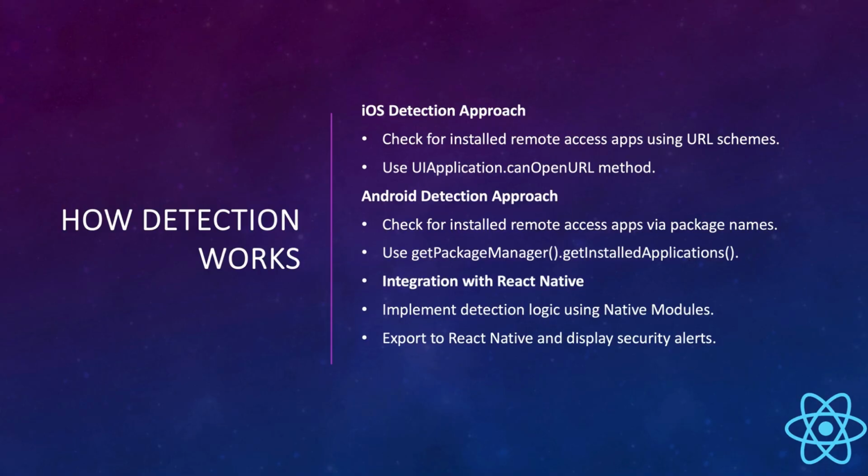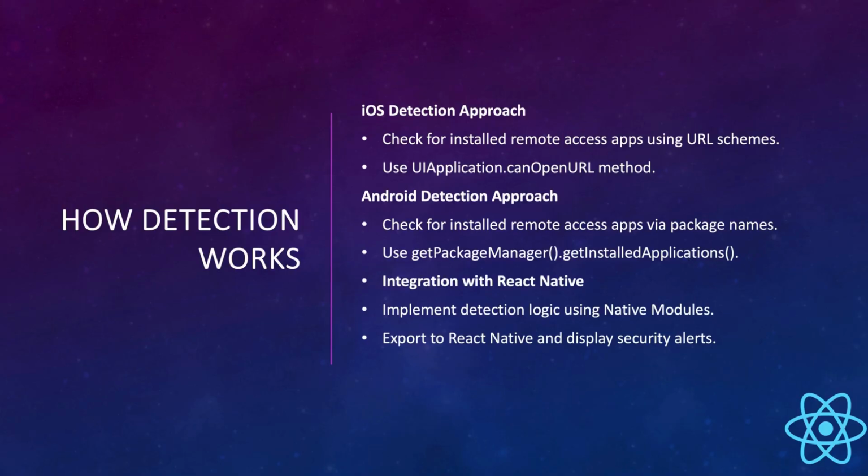So first we will explain the iOS detection approach. iOS has strict security policies that prevent apps from checking installed applications. That means we can't check what applications are installed on the device directly by accessing native APIs. However, we can work around it by using URL schemes. Many remote access apps register a unique URL scheme, like TeamViewer, AnyDesk, but some applications don't have deep links enabled. So for those applications, we can't detect or check through URL schemes.